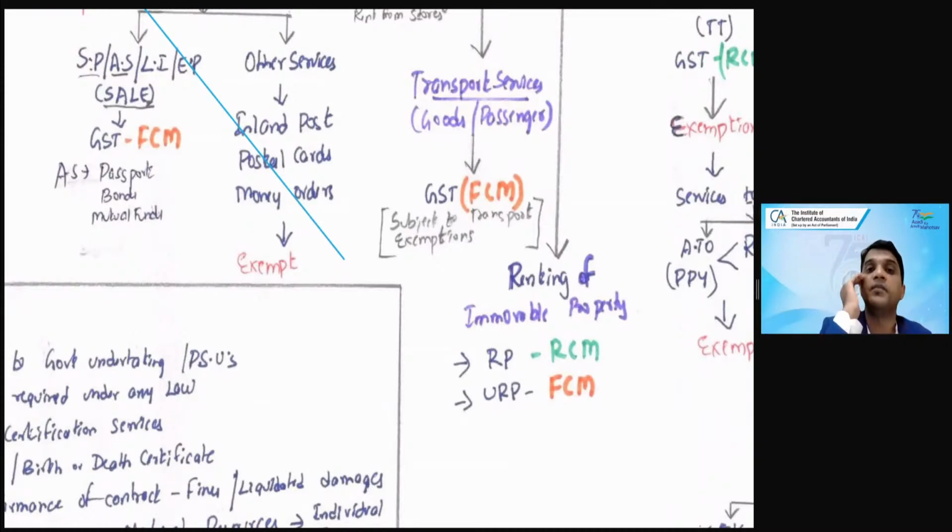Like if you travel in a bus, the bus ticket, if it is non-AC, it will be exempted. But if it is taxable, then it will be under forward charge mechanism. So transportation services of goods or passengers, we will see separately under transportation services. There you will get clarity. But now, when the government is providing any transportation services, it is liable to GST.